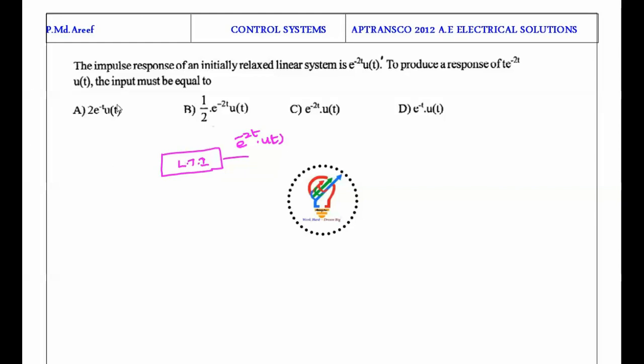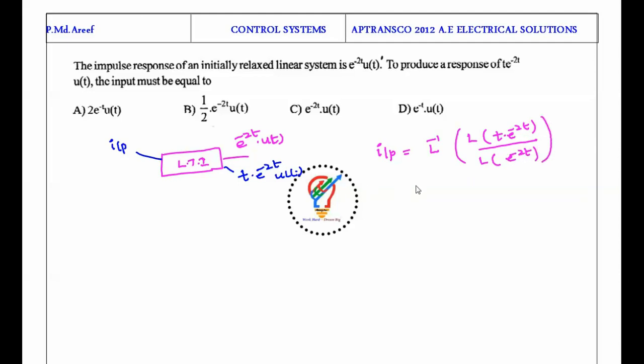Now suppose you want to produce the output t into e power minus 2t into u of t, what will be the change in input? So what is the input you want here? We'll get the solution with the help of a formula. The input must be given as L inverse of the Laplace transformation of the output, that is t into e power minus 2t, divided by the Laplace transformation of the impulse response, e power minus 2t. So this is the formula that we are using here. I forgot u of t here and u of t here.